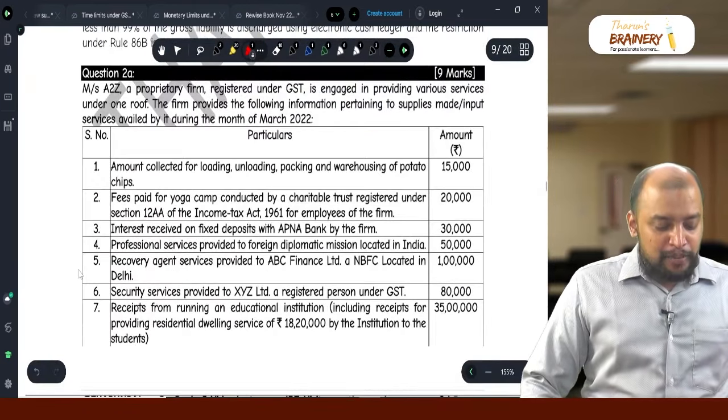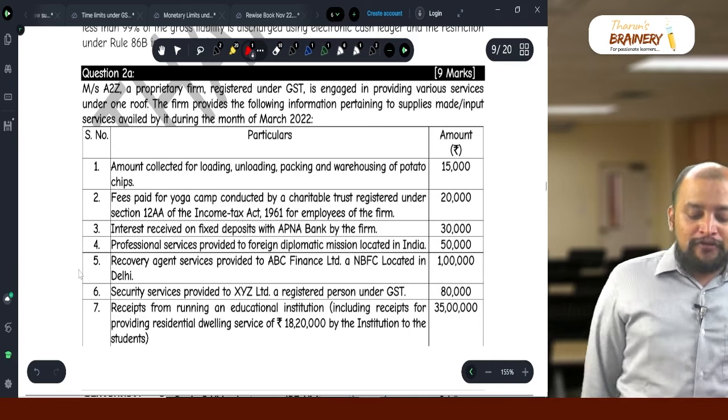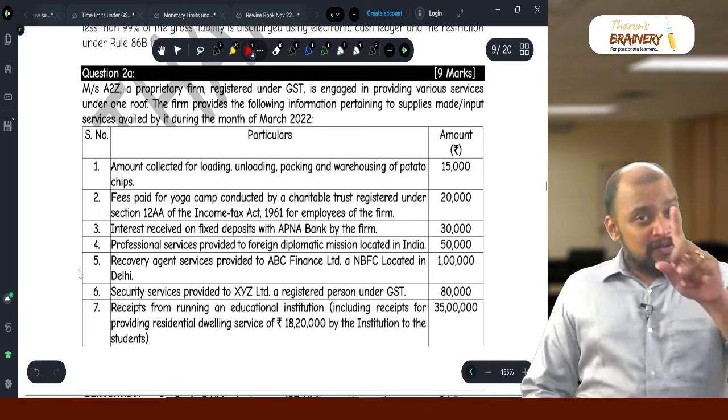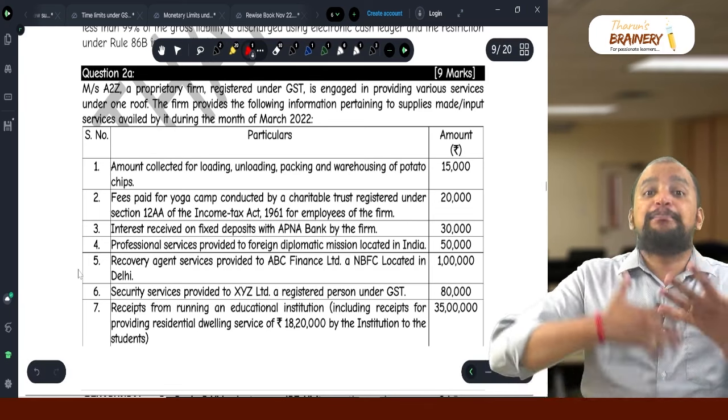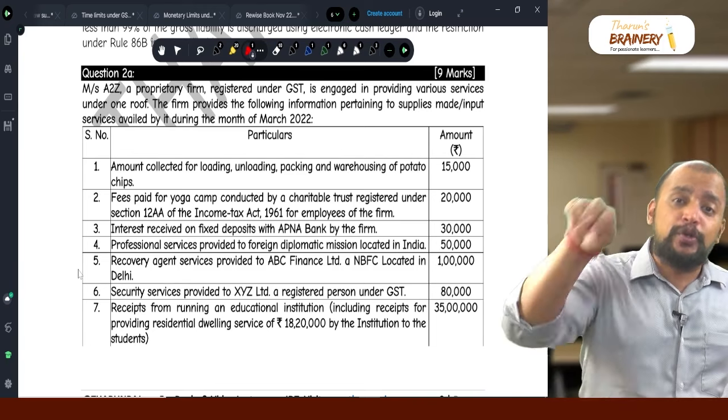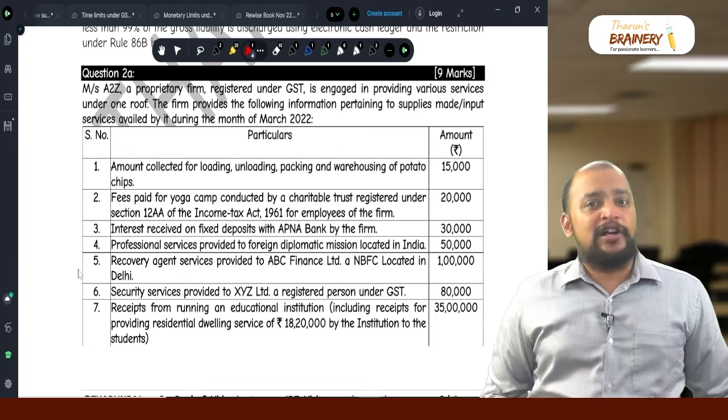Then next, professional services provided to a foreign diplomatic mission located in India. So this 50,000 will be taxable, because only services provided by a foreign diplomatic mission are exempted, but services provided to a foreign diplomatic mission are not exempted.